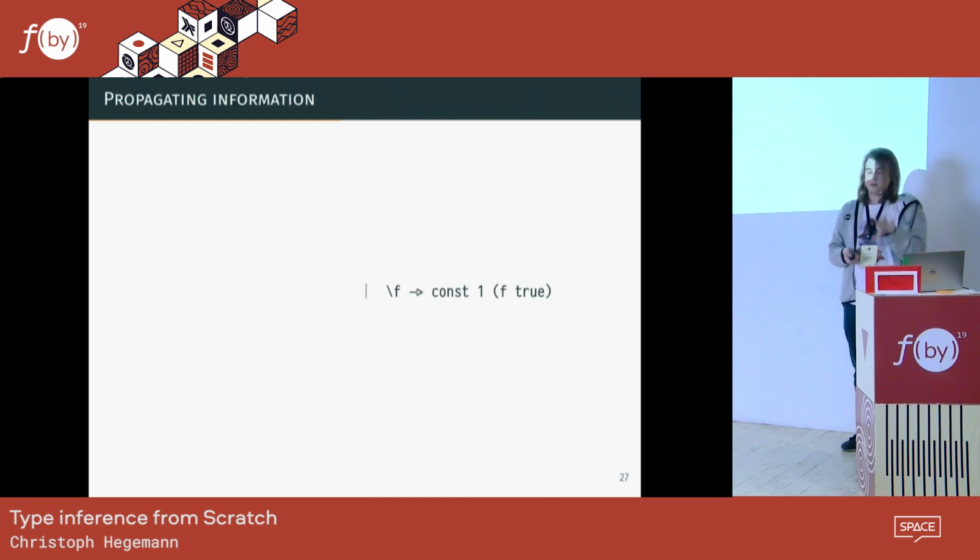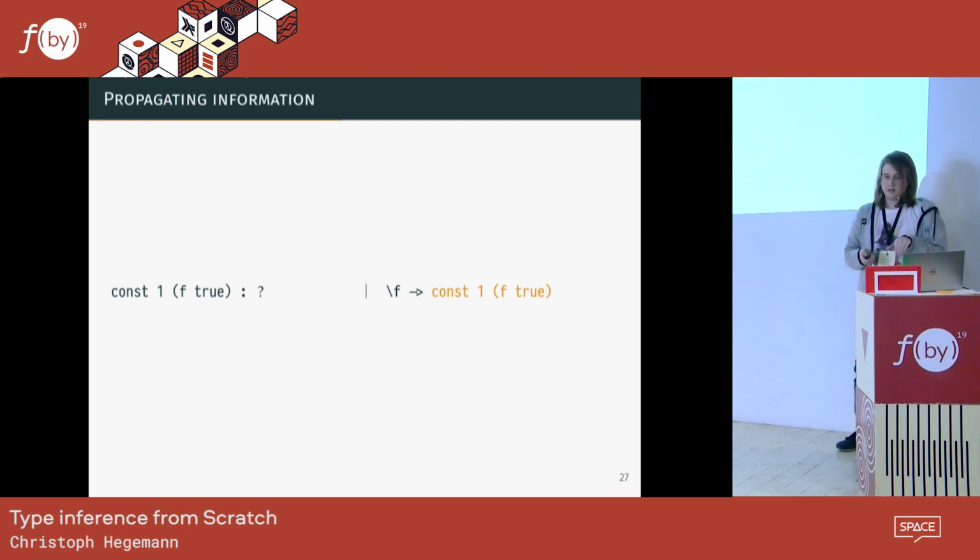And now if we go and apply this, we can try to infer the type of this expression over here, which is lambda f goes to const 1 of f true. And if you know the const function, it just ignores its second argument. So the type of the body here is just going to be int.